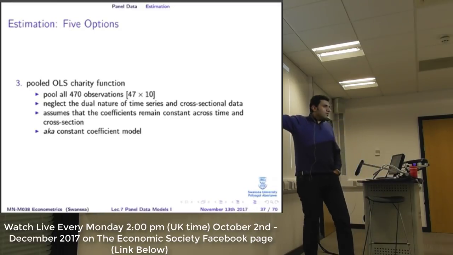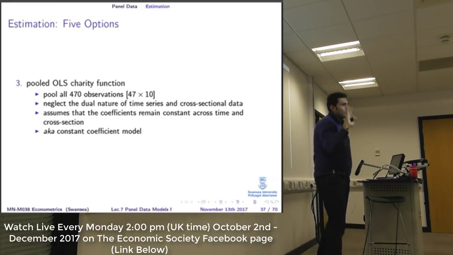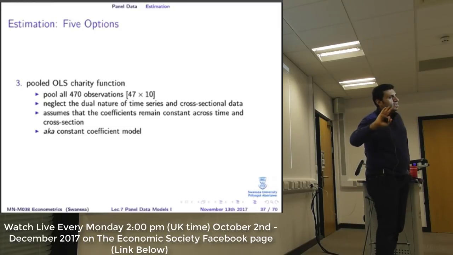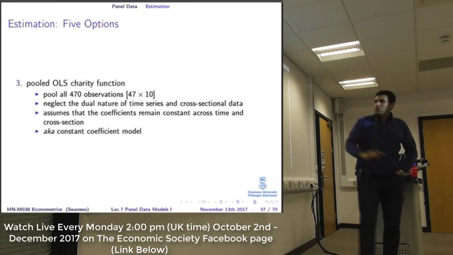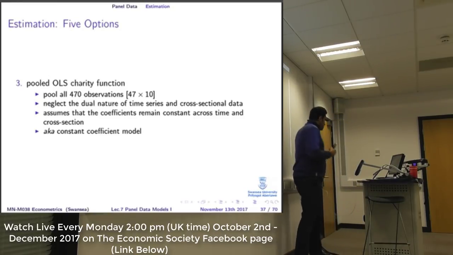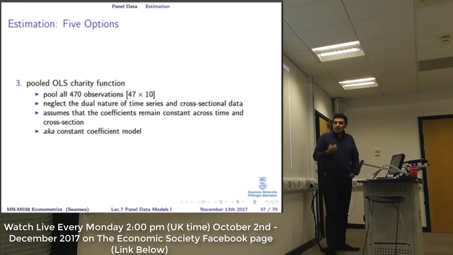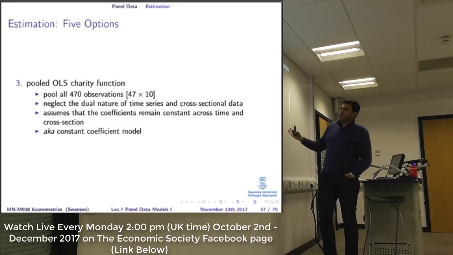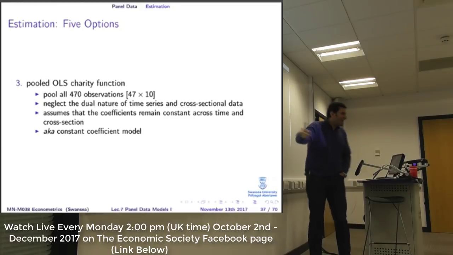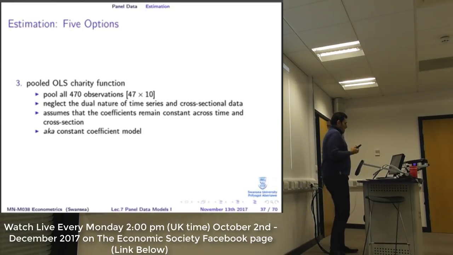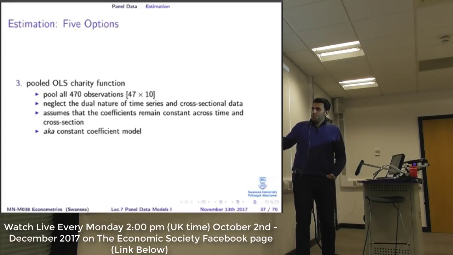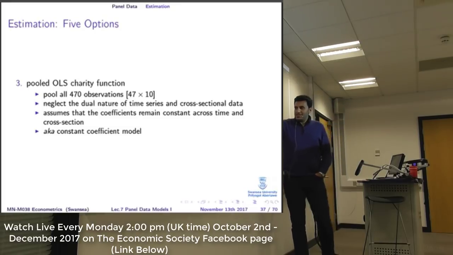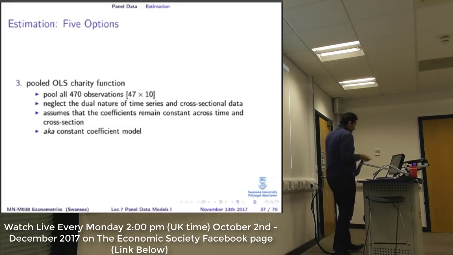That means the total number of observations is 470. So we ignore the fact that we have this 470 coming from 47 people. We ignore the fact that this is over time, so we neglect the dual nature of the time series and cross-sectional data, and we estimate the model. That sort of modeling would assume that these coefficients will remain constant across time and across section. So we don't try to model any heterogeneity here or any change across units, and that's why it's called the constant coefficient model, and that's the pooled one.